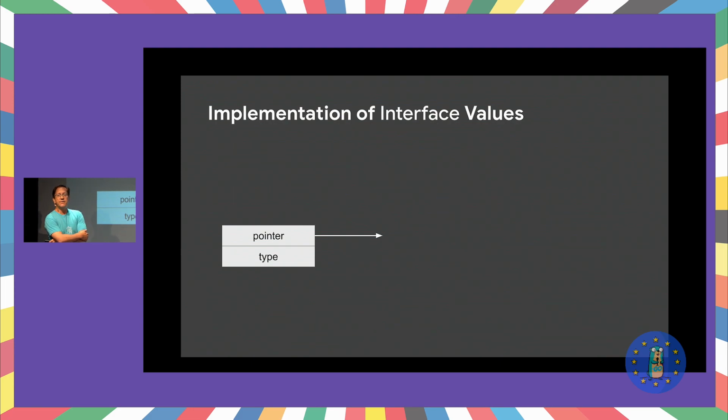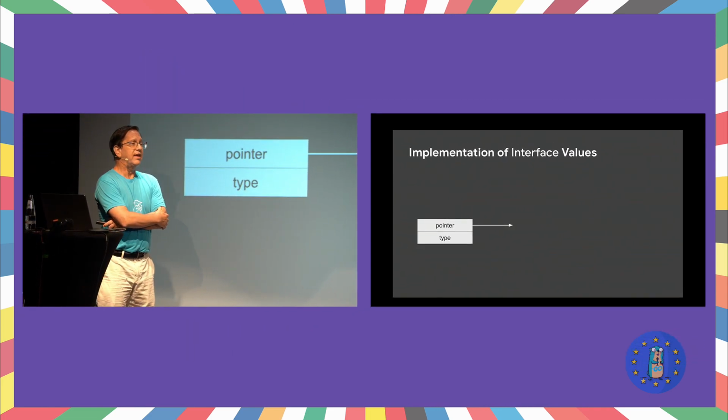To understand that, you have to understand how things are represented in Go. This is an interface, 2 machine words. The first is a pointer. It's always a pointer. And the second is some type information.